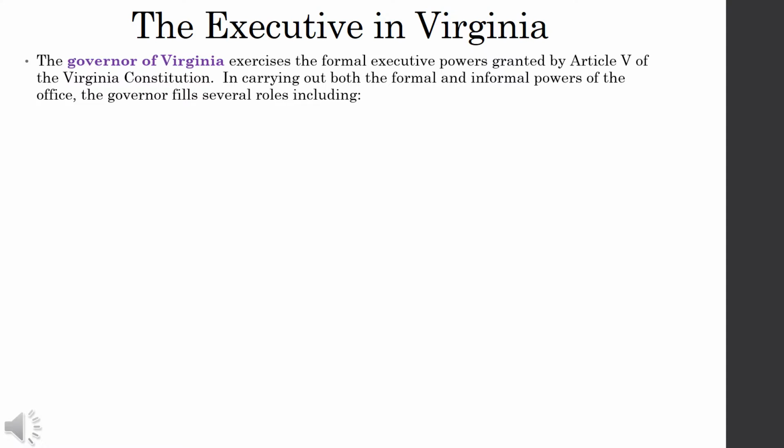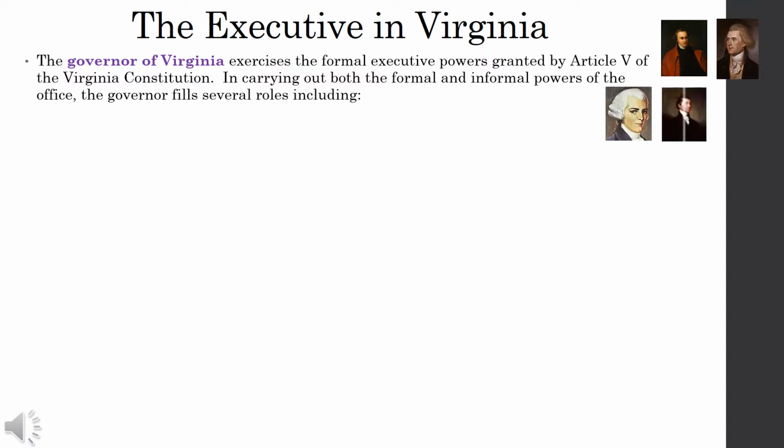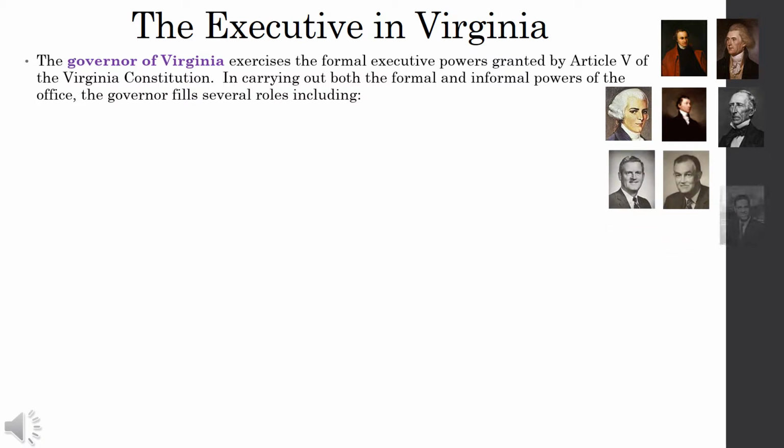But before we go any further, let's look at some former governors of Virginia. They are people like Patrick Henry, Thomas Jefferson, Benjamin Harrison V, James Monroe, and John Tyler. These are signers of the Declaration of Independence and former presidents of the United States. And then we have some modern Virginia governors as well, people like Linwood Holton, Mills Godwin, and Douglas Wilder.